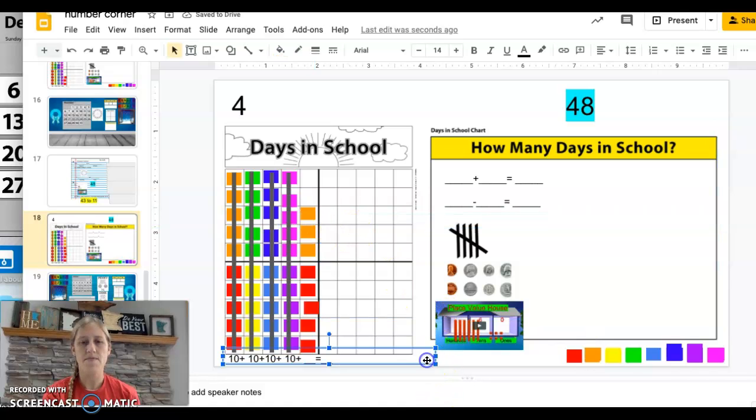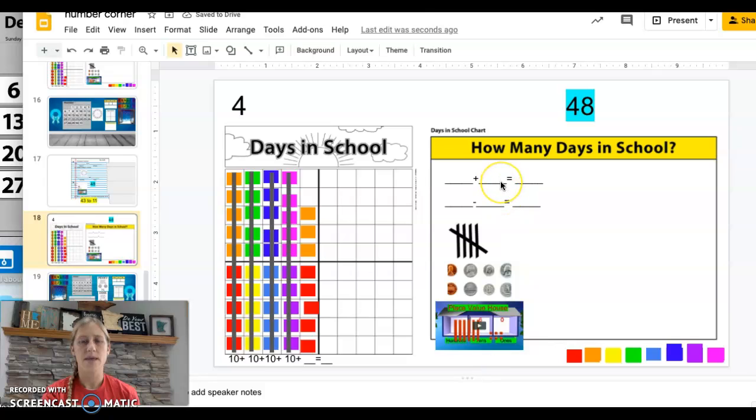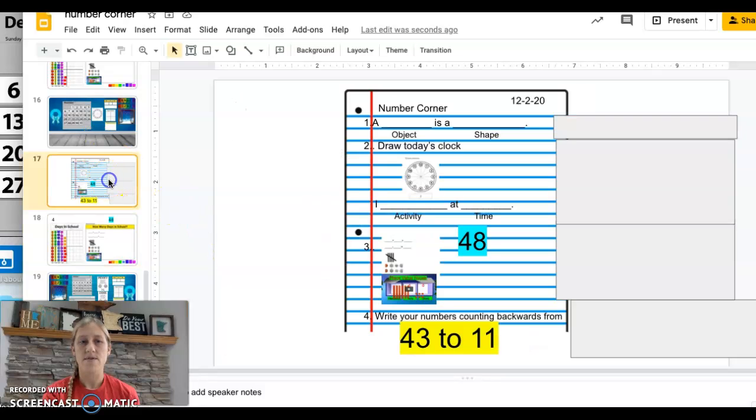So with the number 48, you are going to write an addition equation that equals 48, a subtraction equation that equals 48, tally marks to show 48, coins that have a value of 48 cents, and the 10 sticks and 1 blocks to show 48. Press pause if you need more time.